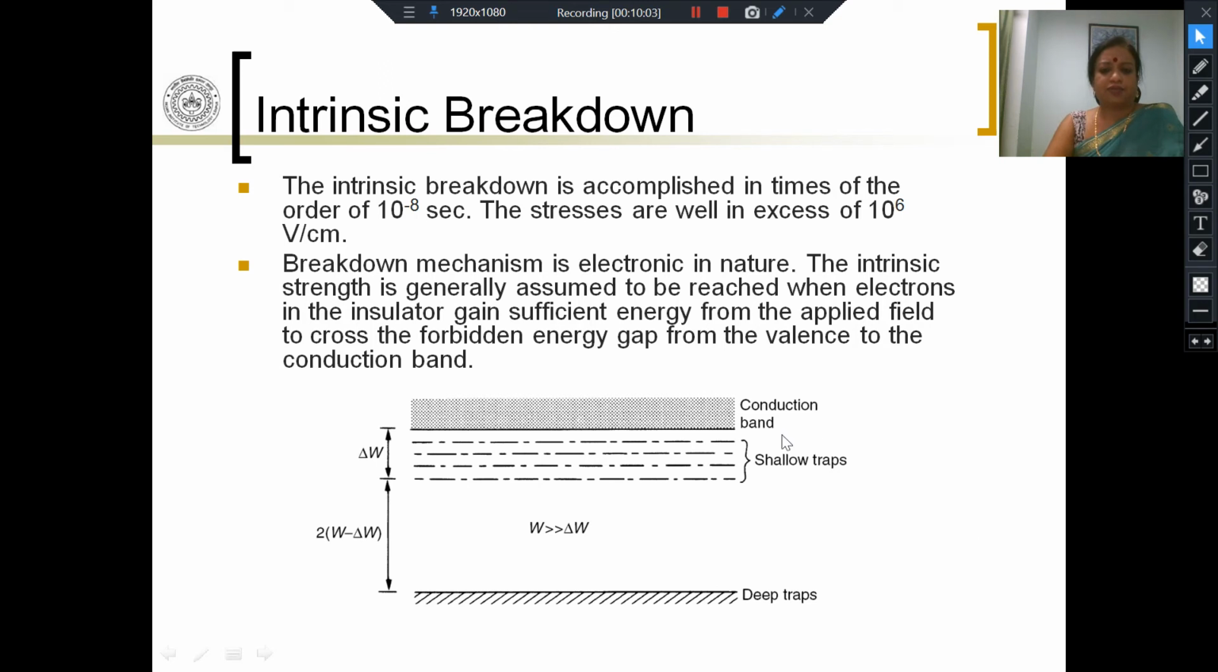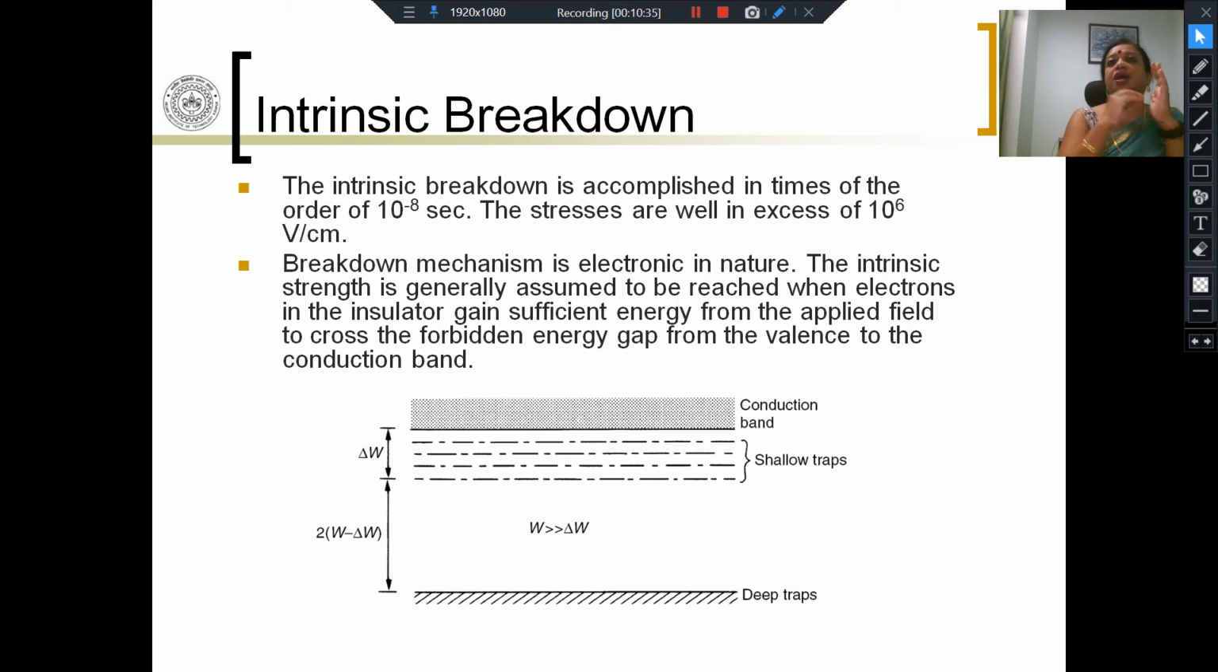Now in a dielectric, you would of course not have too many free electrons, and essentially electrons are present in the valence band. Only when these electrons acquire enough energy to cross the forbidden energy gap, and come out from the valence band to the conduction band, do you have free electrons which can take part in the conduction current.